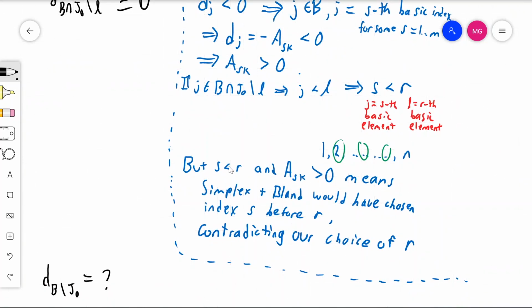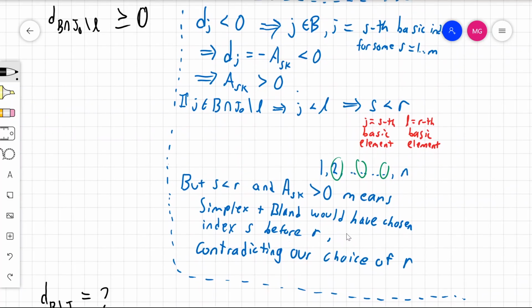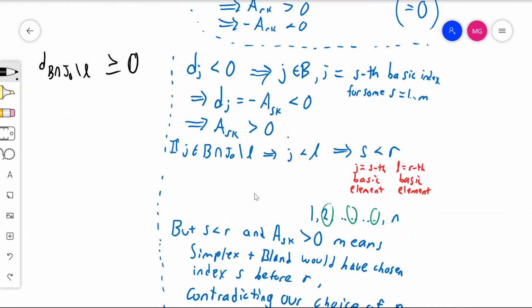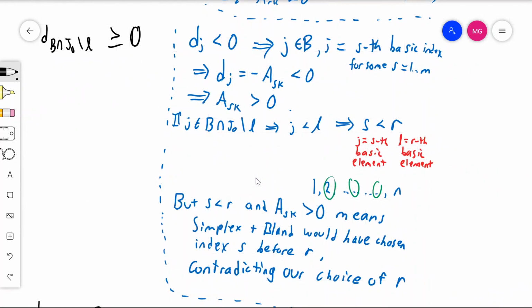But that's the issue. If s is less than r and A_sk is positive, that means that the simplex algorithm with Bland's rule would have chosen the index s before r. And that contradicts the fact that we are choosing r, the rth basic index, which is L, to be the one which is exiting the basis. We're saying L is exiting and L is the rth one, but I would have chosen something even earlier if I had the opportunity, which would have occurred if A_sk was positive.